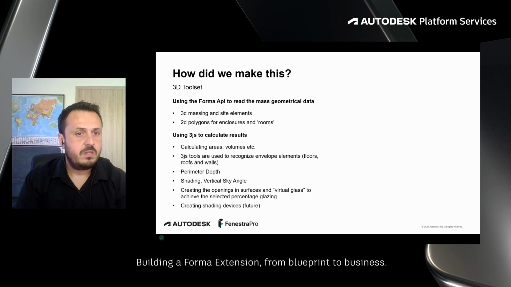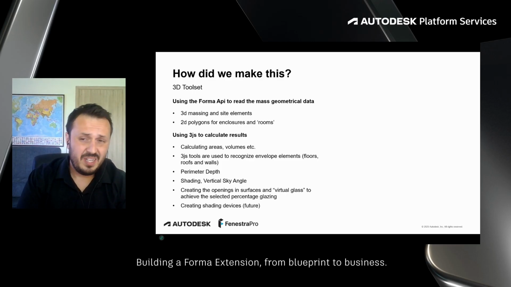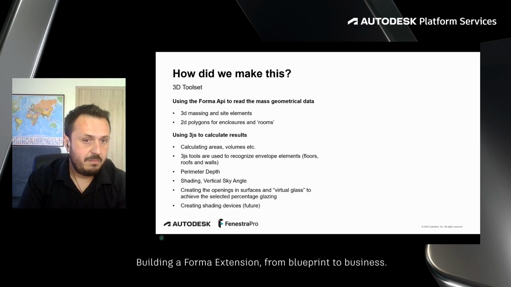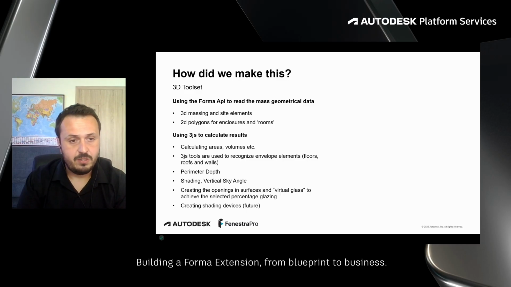Let's talk about the 3D toolsets now. Basically, this is about the application backend. This is the process between the building exporting from Revit up to the final results that we are providing to the user in the application. At this stage, we have two main levels of toolsets that we are using. First is the Forma API to export the building and to get all the elements that we need in the later calculations, and then using 3JS tools and our 3D tools to calculate the items and to provide results.